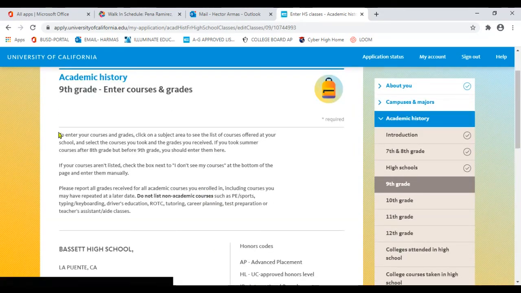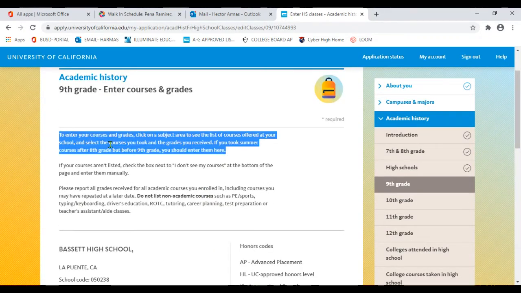Okay, so let's read what it says right here. It says to enter your courses and grades, click on a subject area to see the list of courses offered at your school and select the courses you took and the grades you received. If you took summer courses after 8th grade, but before 9th grade, you should enter them here. So going back to that question that Ms. Torres was asking in our chat, what about if I took a summer school class before my 9th grade year? This is where we would include that course.